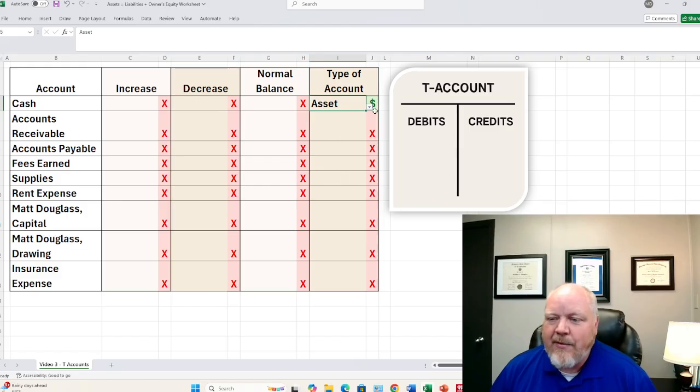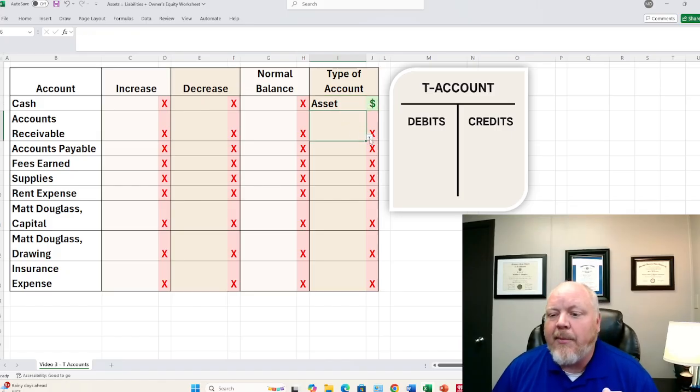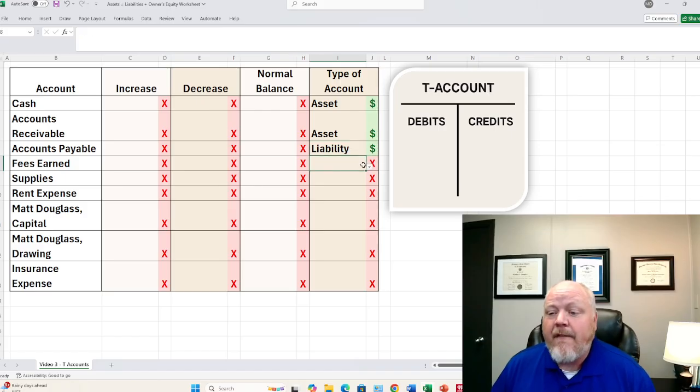And if it's right, we're going to get a green dollar sign there. If you're working with Cengage, green check marks. I like dollars better than check marks. And so we got a green dollar sign. We know that's right. Accounts receivable, that is also an asset. Accounts payable, that means we owe another entity, another business, somebody else. That is a liability.